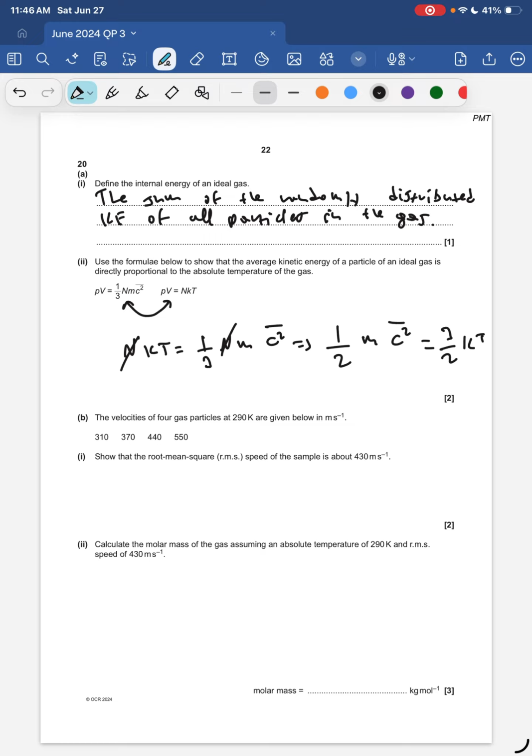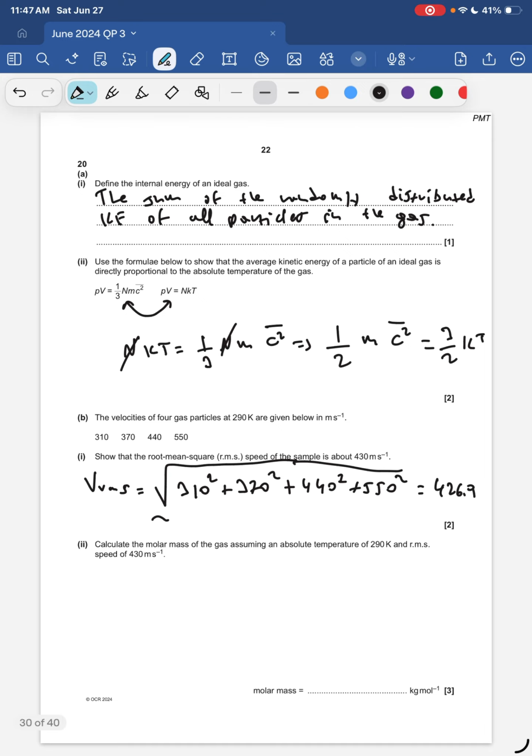B. The velocities of 4 gas particles at 290 degrees Celsius are given below in meters per second. Show that the root mean squared (RMS) speed of the sample is about 430. So we can sum this up. V RMS is the square root of 310 squared plus 370 squared plus 440 squared plus 550 squared. So this is 426.9, which is about 430 meters per second.